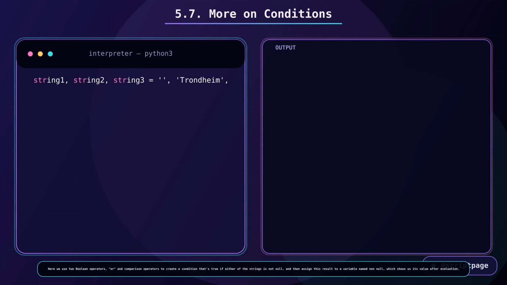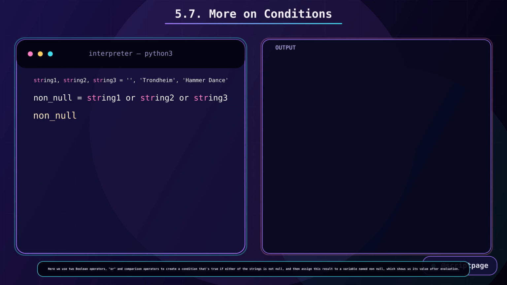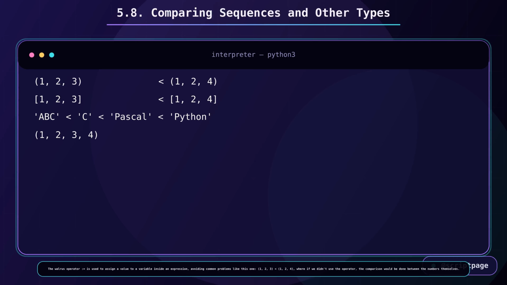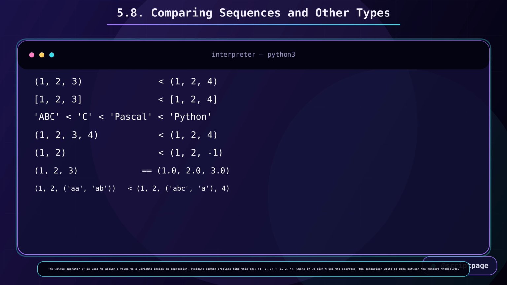Here we use two Boolean operators, OR and comparison operators, to create a condition that's true if either of the strings is not null, and then assign this result to a variable named non-null, which shows us its value after evaluation. The walrus operator, :=, is used to assign a value to a variable inside an expression, avoiding common problems like this one: 1, 2, 3, 1, 2, 4, where if we didn't use the operator, the comparison would be done between the numbers themselves.